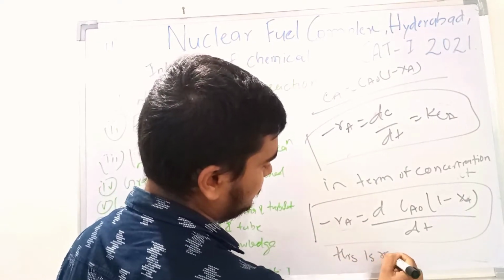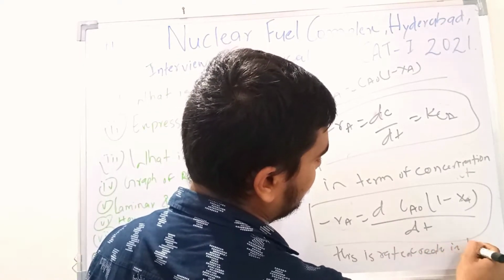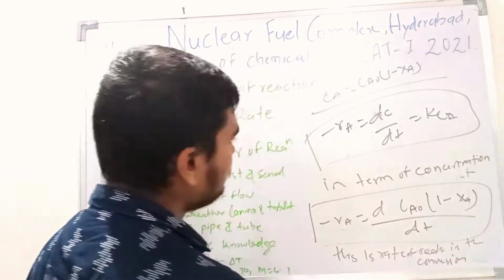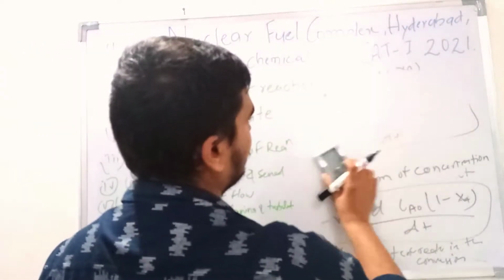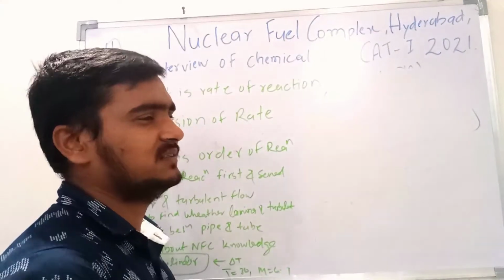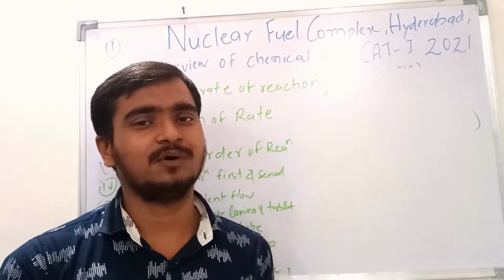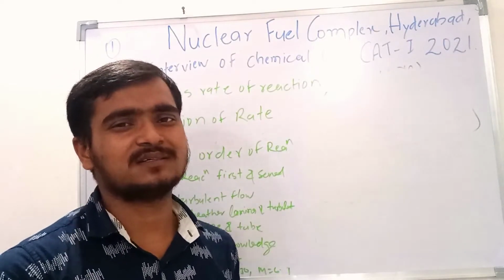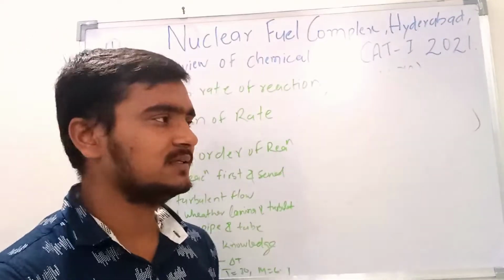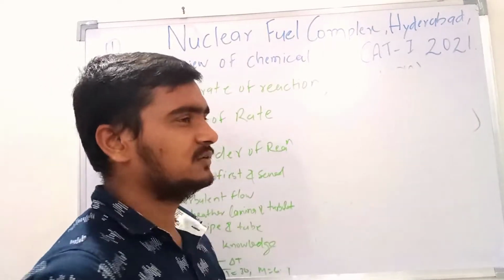This is rate of reaction in terms of conversion. This is the best way you can say it, but generally, my friend, the interviewer is only asking for one type of expression, known at that time. Basically, they express it only in concentration terms. Then they ask what is the order of reaction.